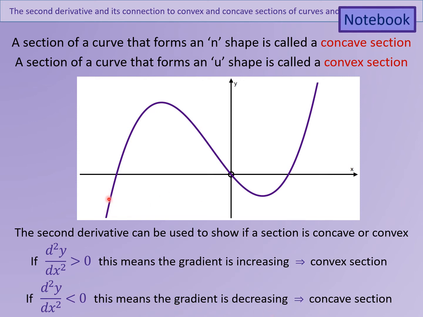So if the gradient is started by going up but then slows down and then starts to go down, that's where we get the concave sections. Just make sure you've got those in your notes. Second derivative positive means it's a convex section. Second derivative negative means it's a concave section. And you might be able to do some maths. If you've got the second derivative, you can show when that is positive and when that is negative, and therefore you can show whether you've got a convex or concave section.